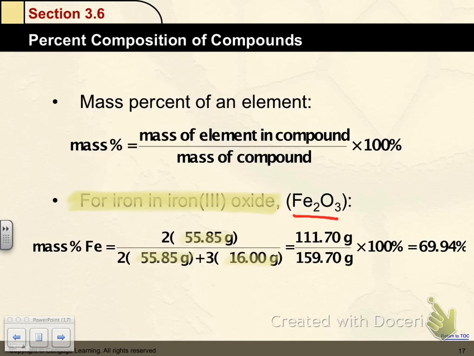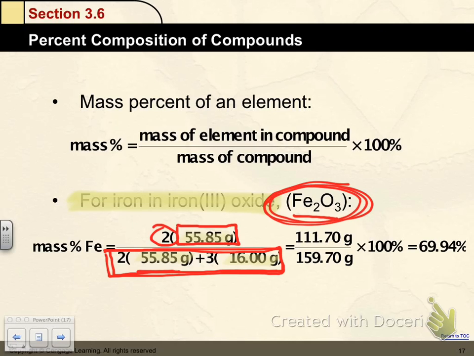So to find the mass percent, we're just going to multiply the molar mass of the element in question by the number of atoms in one formula unit and divide that by the total molar mass of the formula unit in question. So down here, if you're wondering where this came from, that is the molar mass of this whole thing, 2 iron atoms and 3 oxygen atoms. You're going to get a decimal number. We're going to multiply that by 100, and then eventually you'll get a percentage, 69.94%.